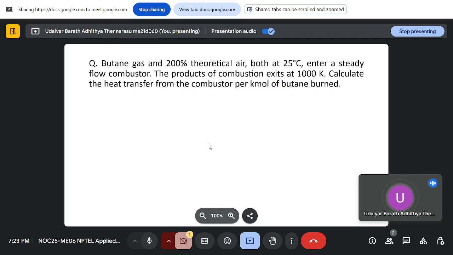So next, we have butane gas and 200% theoretical air, both at 25 degrees Celsius, entering a steady flow combustor. The products of combustion exit at 1000 Kelvin. So calculate the heat transfer from the combustor per kilomole of butane burned.